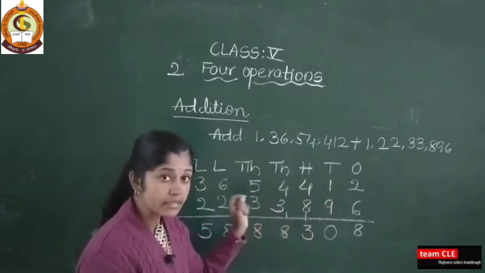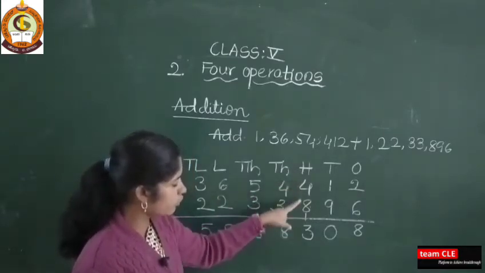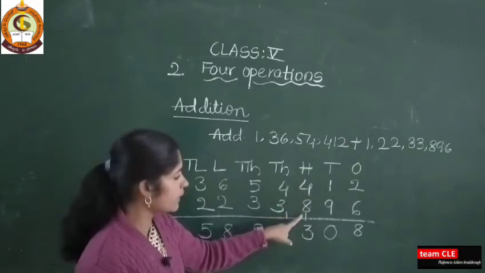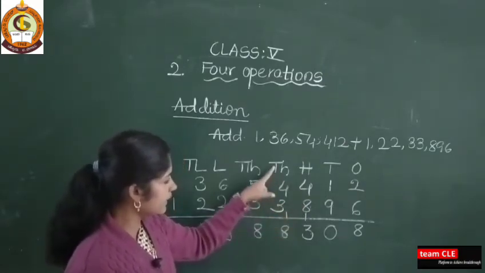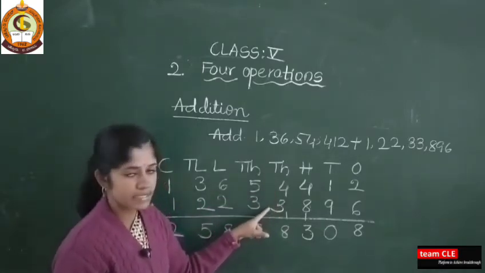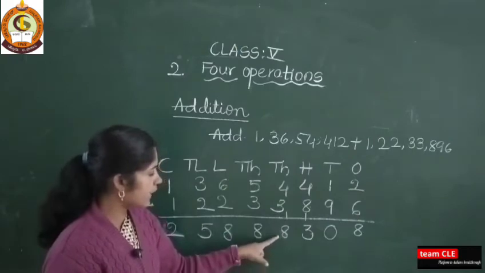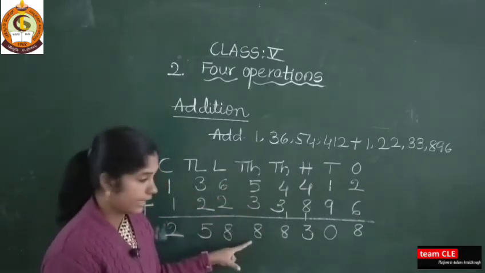So I get a carry here, so keep that carry in the 100 place, add this 4 plus 8 is 12, 12 plus 1 is 13. Again you keep this carry in the 1000 place. Now you add this 1000 place, 4 plus 3 is 7, 7 plus 1 is 8. Next you take this 10,000 place, 5 plus 3 is 8.